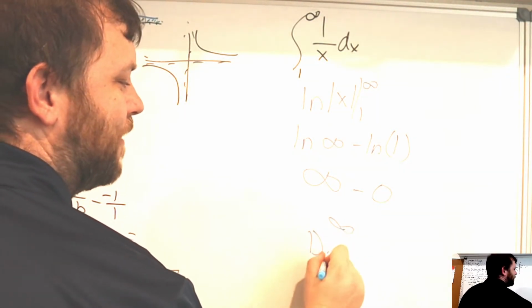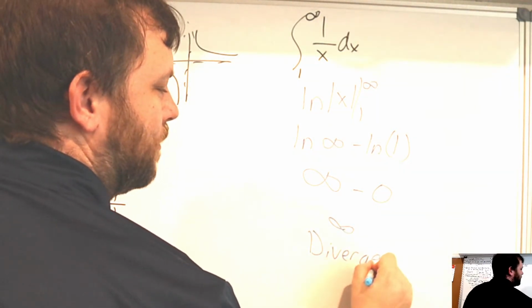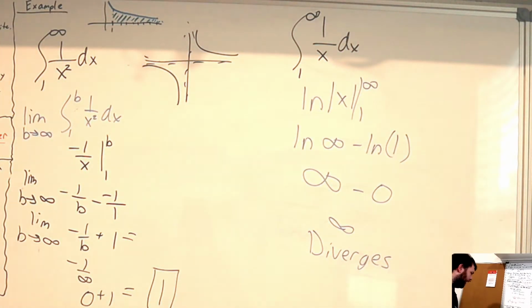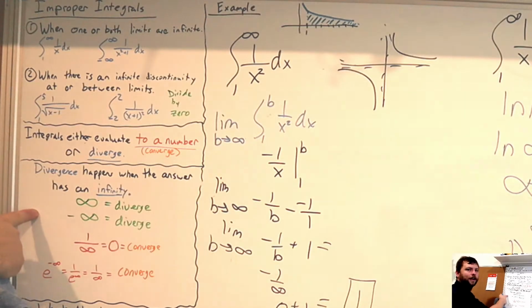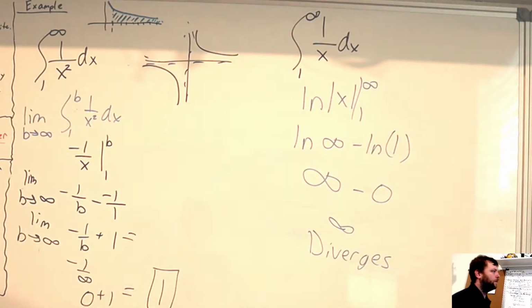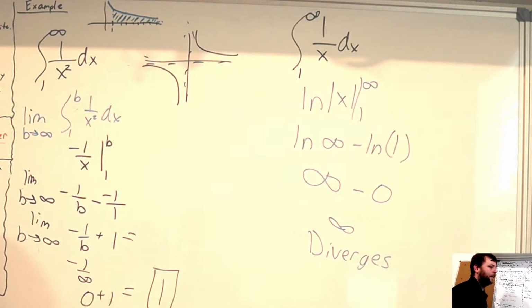We actually say it diverges. Like we said before with the rules, if you get a case where your answer has infinity, it diverges. So there, infinity minus 0. If it was infinity minus 1, it wouldn't matter. Or the limit of 1, who cares? Diverges, we're done. All right.